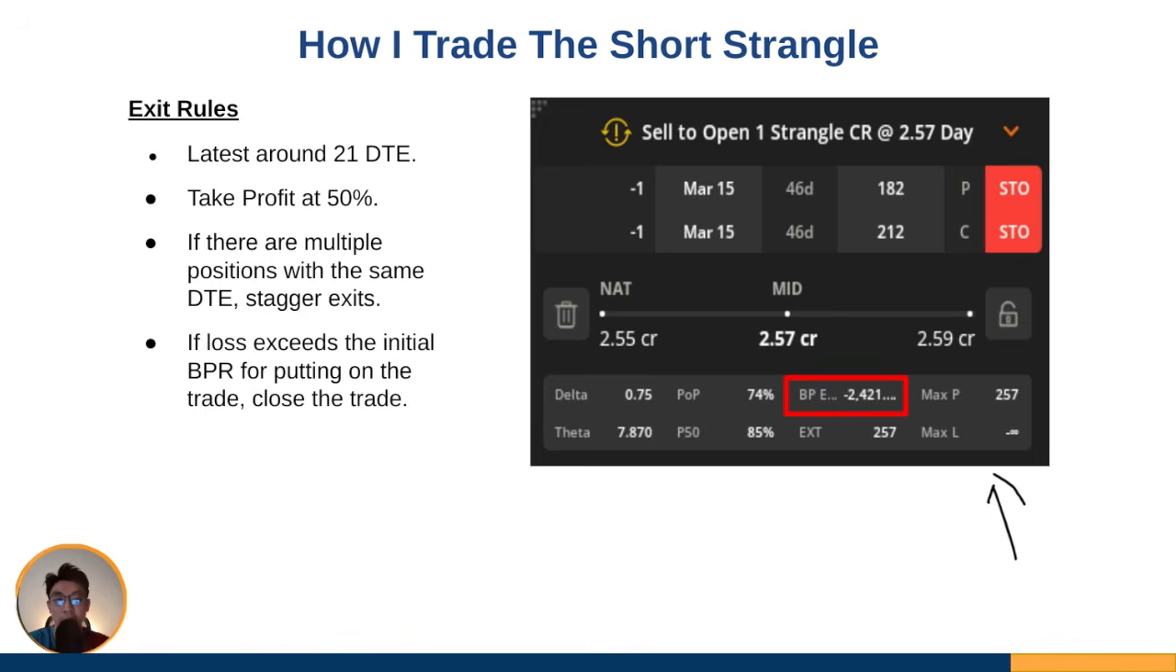This is as much as possible not to let any single trade wipe out my account. Okay, so especially when the market crashes, this is the time where you really need to be on your toes to see, hey, has your loss already reached the initial buying power requirement? If it has, then it's time to just close the trade. So these are the 4 exit rules that I have.